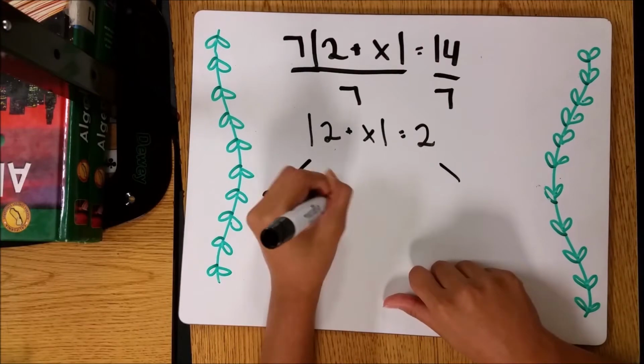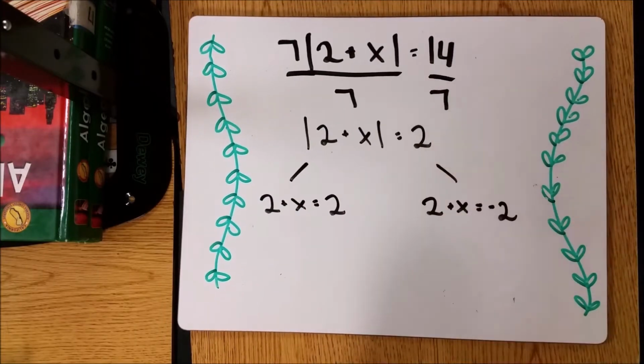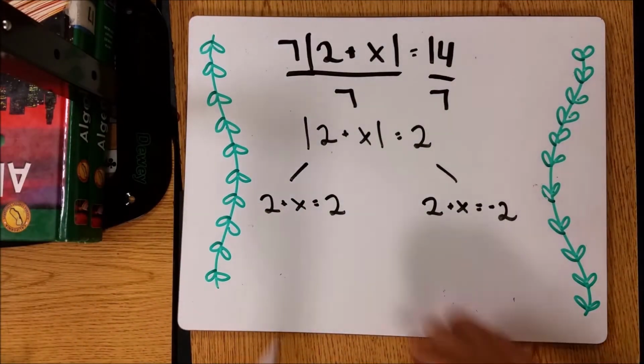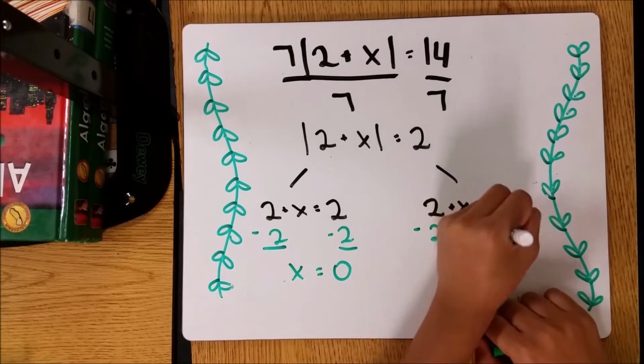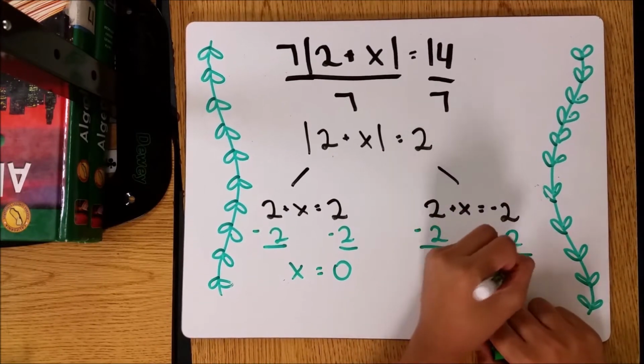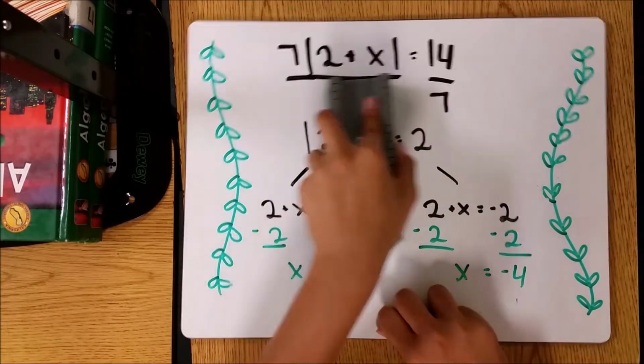Now, we split the equation. This gives us 2 plus x equals 2 and 2 plus x equals negative 2. For both sides, we have to isolate the variable by subtracting the 2. That gives us x equals 0 and x equals negative 4.